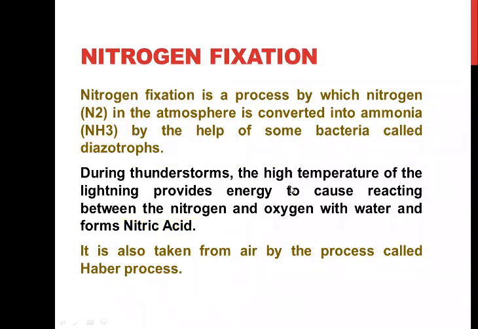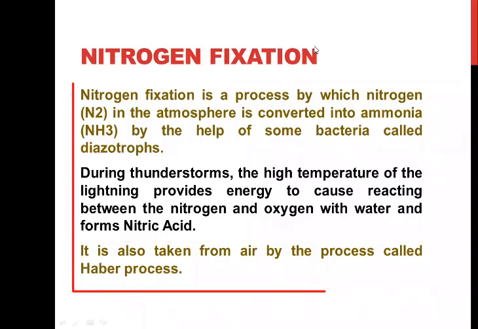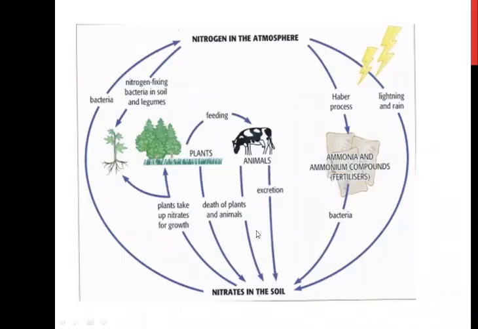And the third way is called the Haber process, in which an industrial method is used to collect the nitrogen from the atmosphere. So these are the three ways in which the nitrogen present in the atmosphere is provided back to the soil. So when you look at the figure, you can see that the nitrates are already present inside the soil. These nitrates are used by the plants for the production of food.